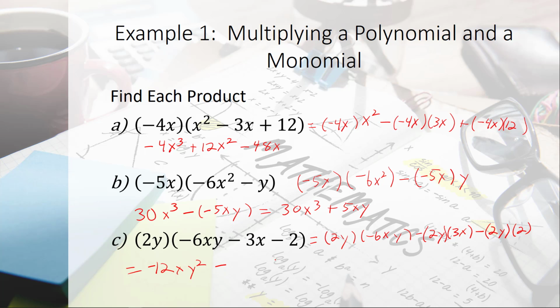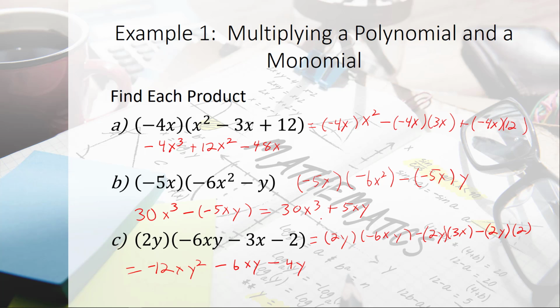Okay, minus 2 times 3 is 6, and x times y is, well, x times y. Minus, I have 2 times 2, which is 4, and then I just have my y, which is y. And there you go. Those are your answers.